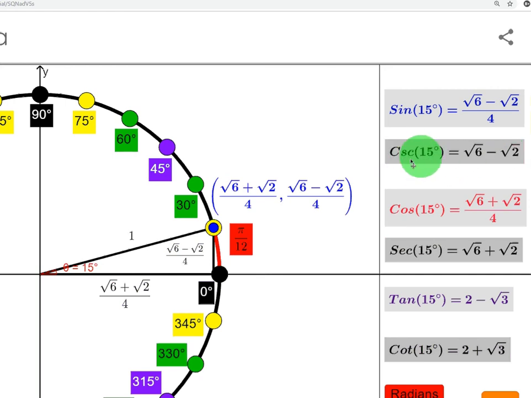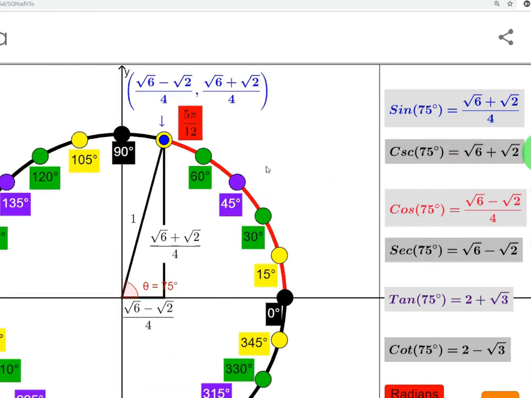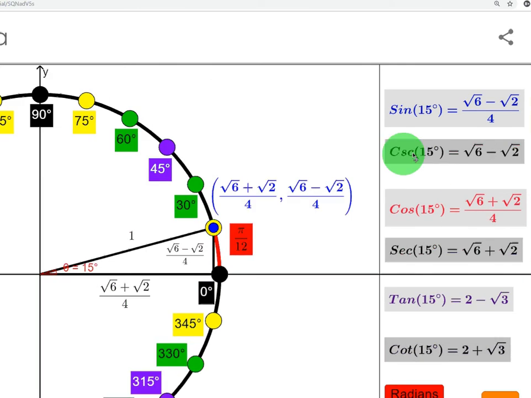So what is 90 minus 15? That's 75, right? So if what we are saying holds true, then secant of 75 should be square root of 6 minus square root of 2. And we will learn that later, but that is actually the case. Secant of 75 is square root of 6 minus square root of 2, the same as cosecant of 15, square root of 6 minus square root of 2.